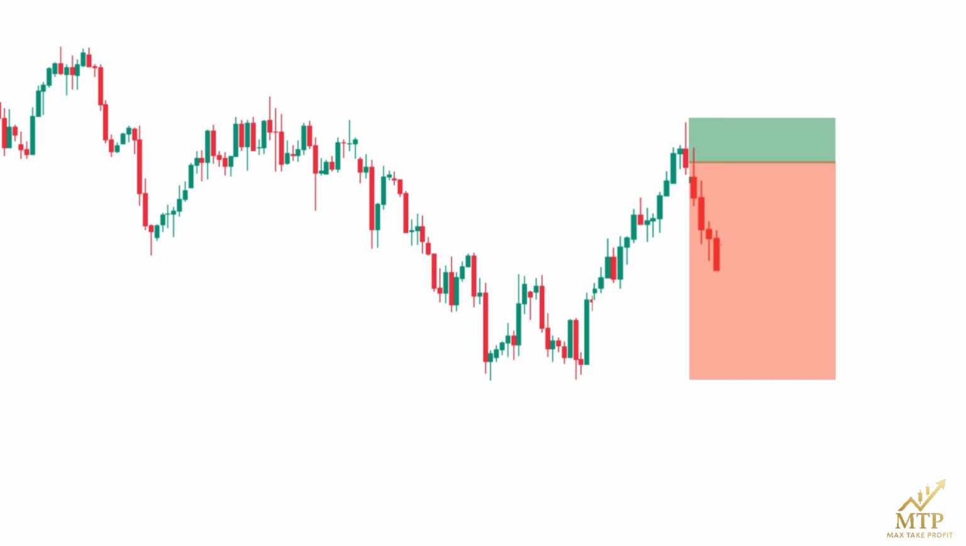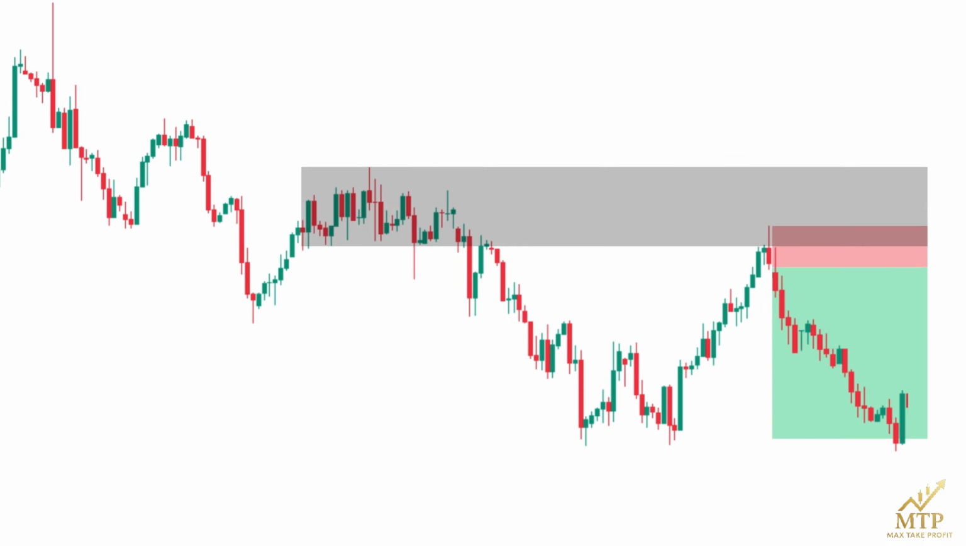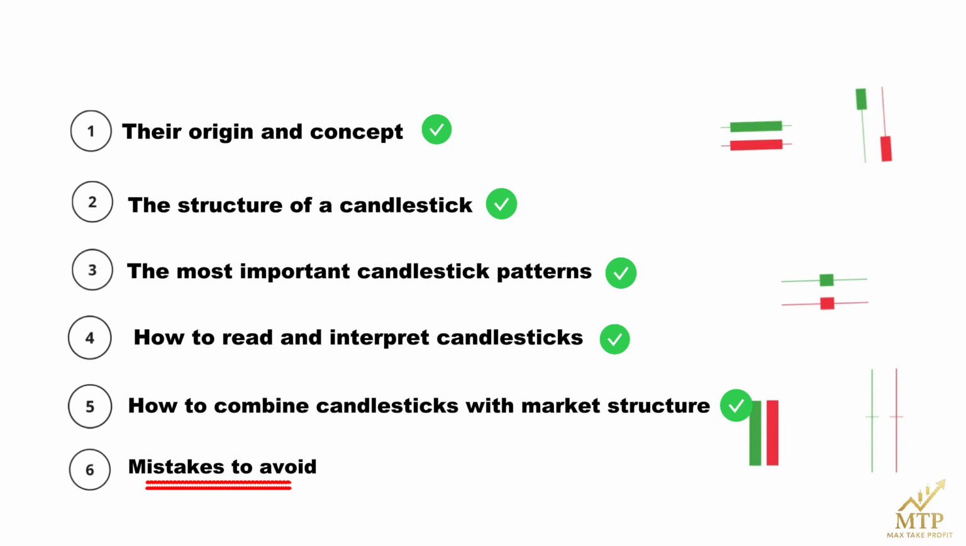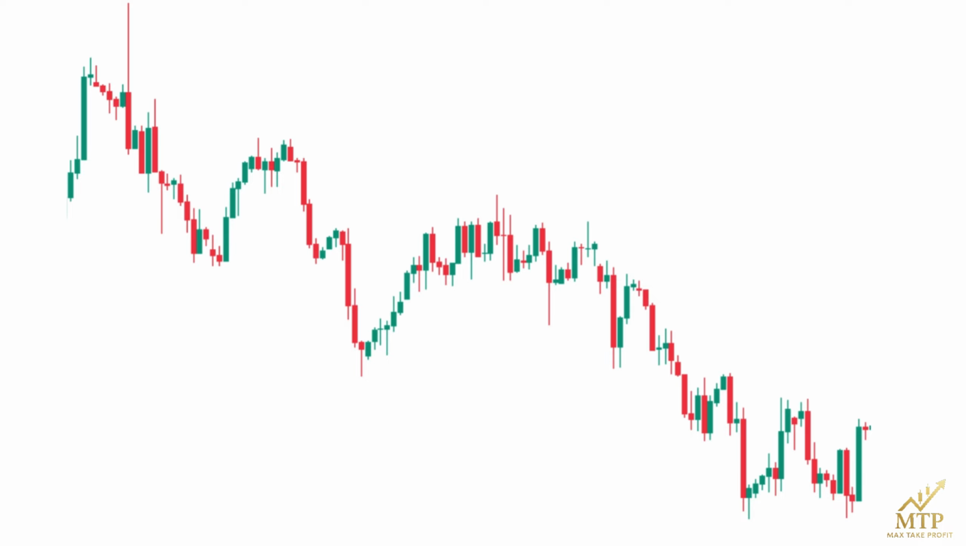Never reverse the process. Many beginners look for the candle first and only then check the structure, but it's the opposite. Structure first. Candlestick second. This combination is what turns a simple candlestick into a reliable signal. Even if you understand candlesticks perfectly, you can still lose a lot of money if you fall into the mistakes that most beginners make. Here are the mistakes you absolutely need to avoid.